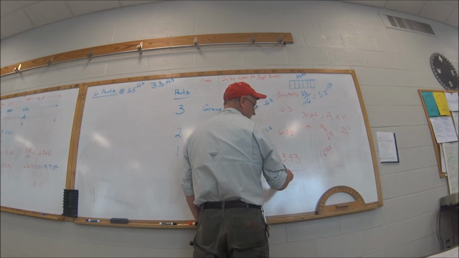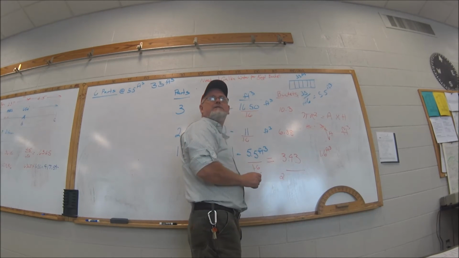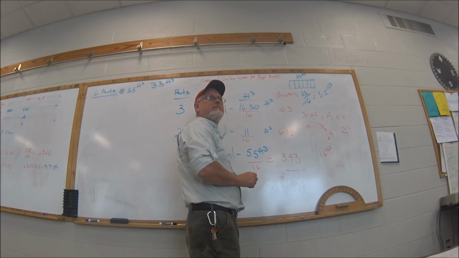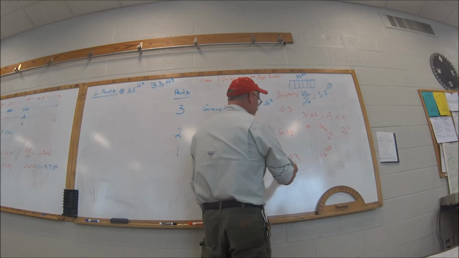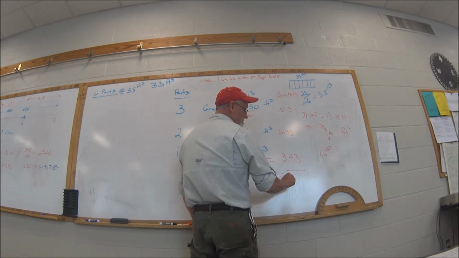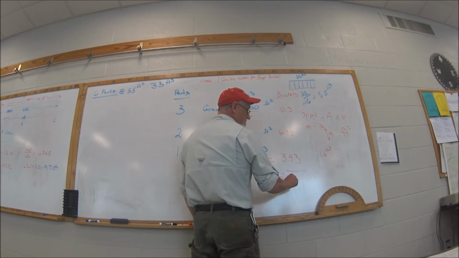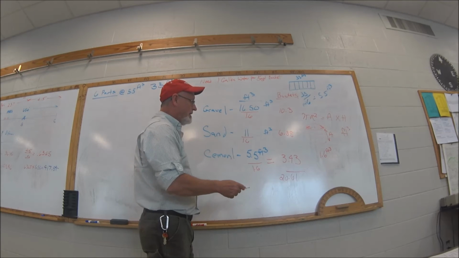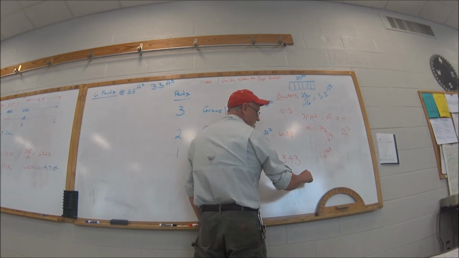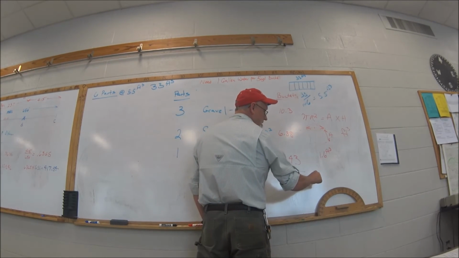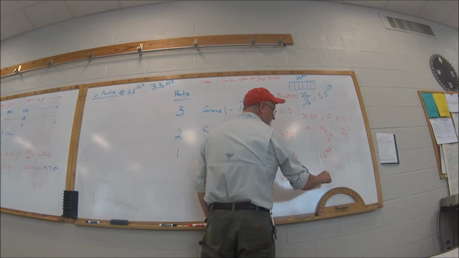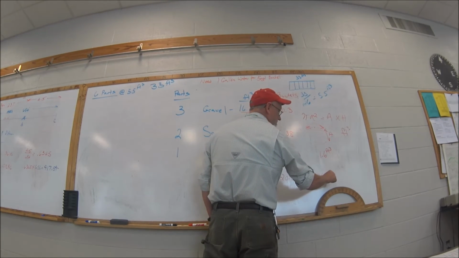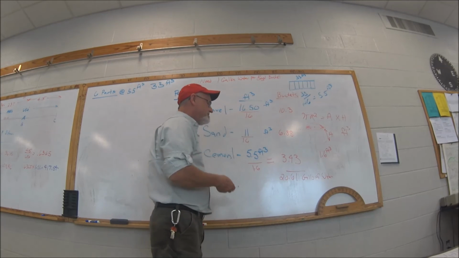What? 20.61. Not something 4, that's not right. Should be something 4, shouldn't it? 20.61. Okay, all right, never mind. So 20.61 gallons of water. You're going to bump that up to 21.